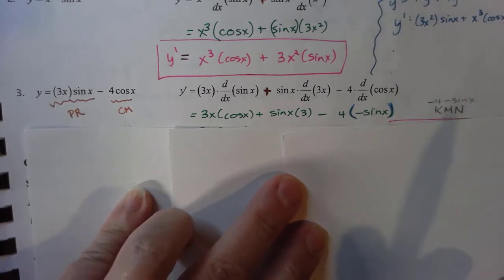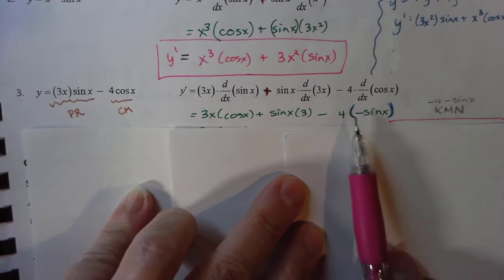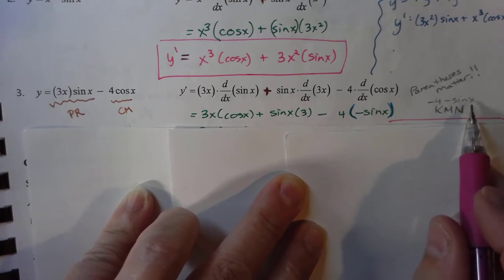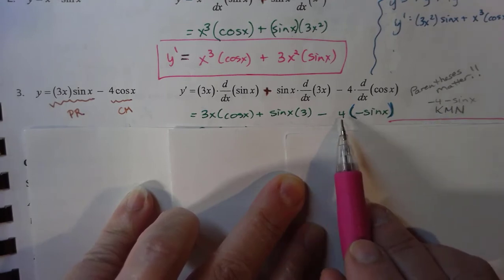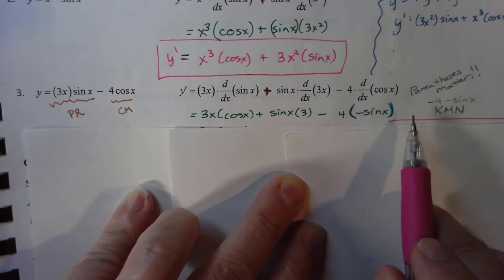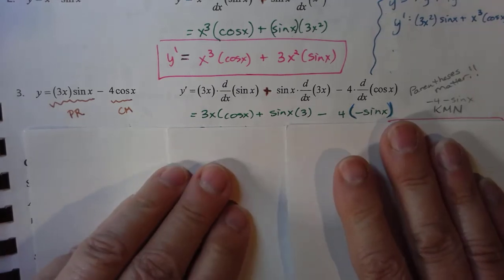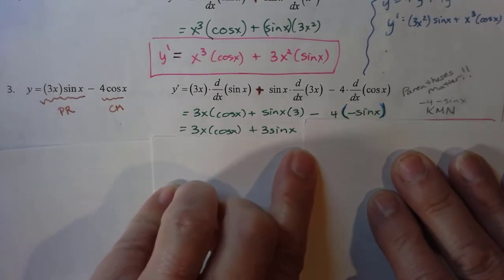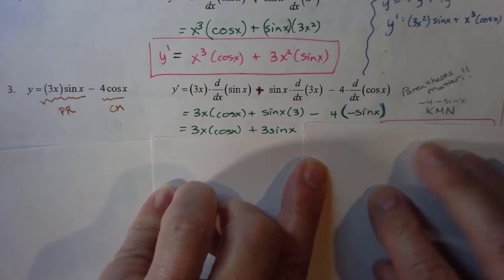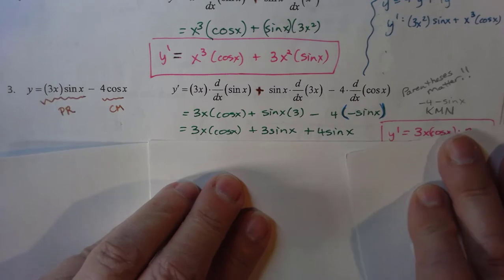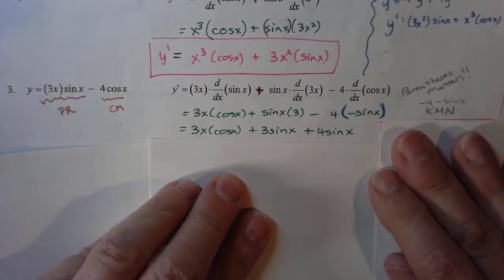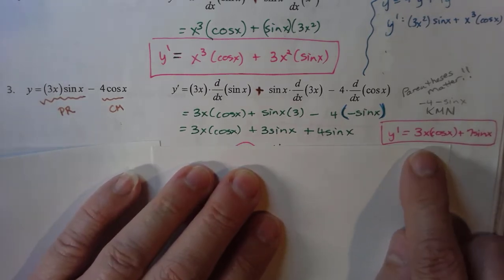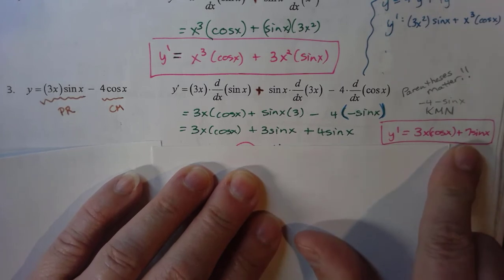Now, this is where I want to give you a kill me now. Parentheses matter. Negative 4 minus sine x is very different from negative 4 times negative sine of x. So be careful with that. So just cleaning this up, I have 3x times the cosine of x, plus bring that 3 down in front, 3 times sine of x, and this minus minus becomes a plus. Notice that I do have some terms that can be added together, and so our final answer is y prime is 3x cosine x plus 7 sine of x.